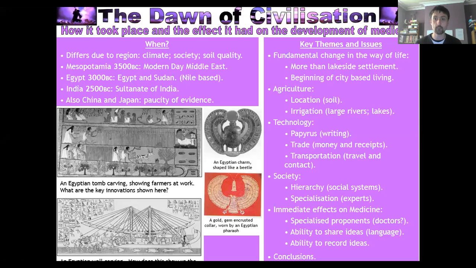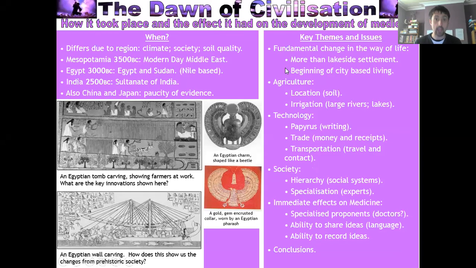You'll notice that this particular screen doesn't have any animations, and I do apologize about that. This is the second lesson in the sequence. It's the dawn of civilization, and as you can see there, the sub-question that we always have is how it took place and the effect it had on the development of medicine. And the idea behind this is basically to talk in more general terms about how everything works.